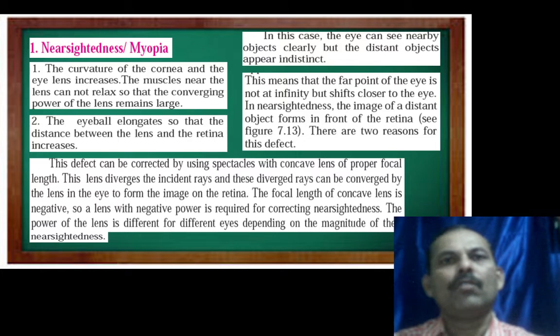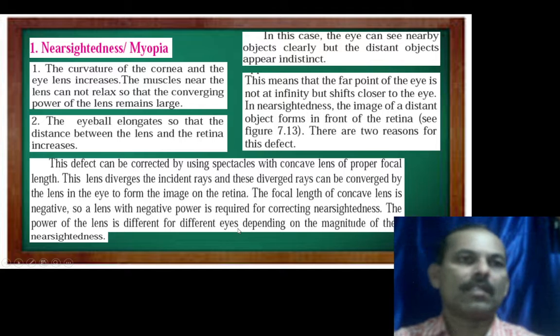In short, we are using a divergent lens for this purpose. Divergent lens means concave lens. The spectacle of concave lens we should use to recover this defect.